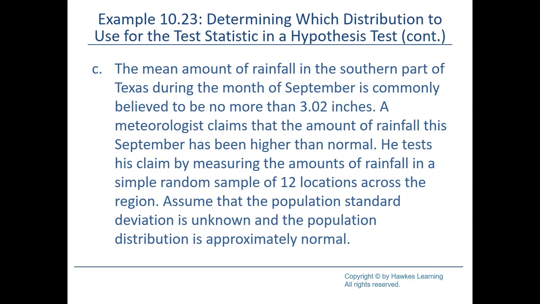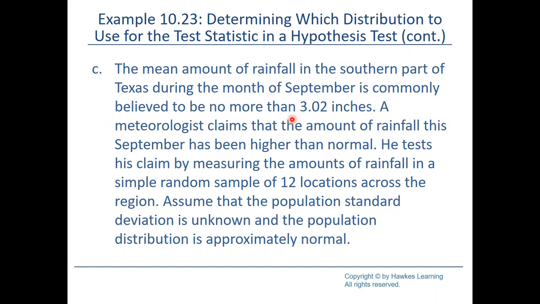We're going to assume that the population standard deviation, we do not know what that is, but the population is approximately normal. Now, again, as I read through that, this is kind of where you're playing along and looking for some key things here. Do you see anywhere in this problem a percentage? All I have is that he took a sample of 12, but we don't know what proportion of the 12 was higher or not.